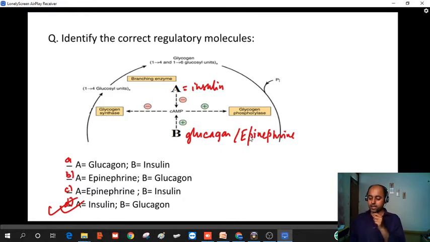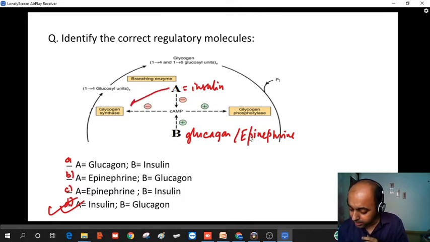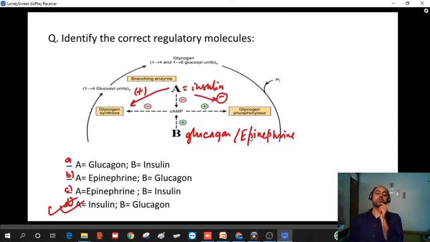Okay, A is insulin and B is glucagon. See what is happening here. A is activating the glycogen synthase, so that's insulin. A is inhibiting the glycogen phosphorylase. From here only you can say that A should be insulin, and it is given only in one option, that is option number D.